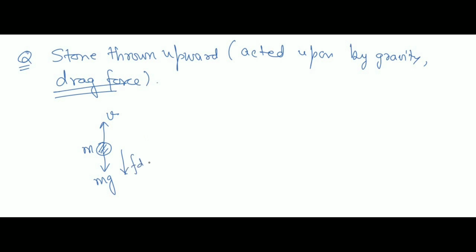Drag force may be the air resistance. If the block is going upward, then the air resistance acts in the downward direction. It is just an example; it may be some other thing that is opposite to the direction of the velocity. The block is moving upward, so it has an acceleration in the upward direction.